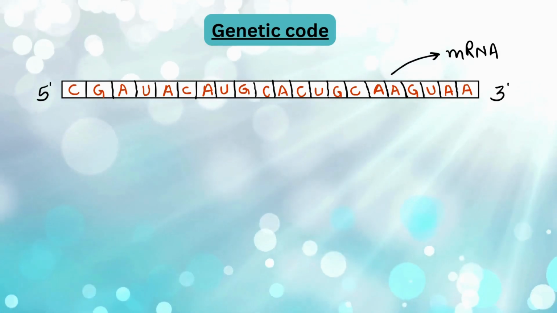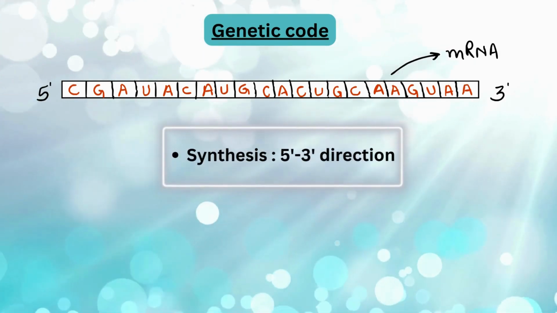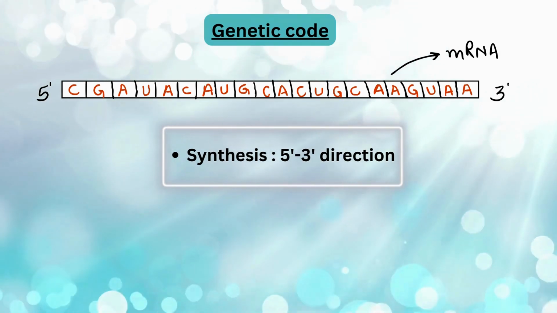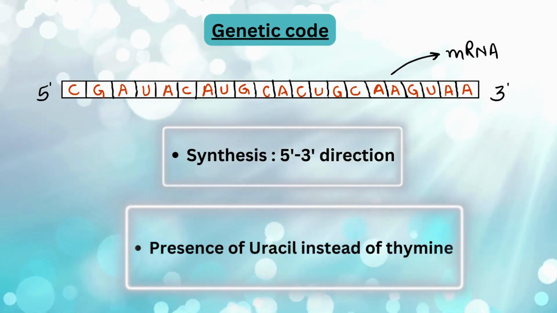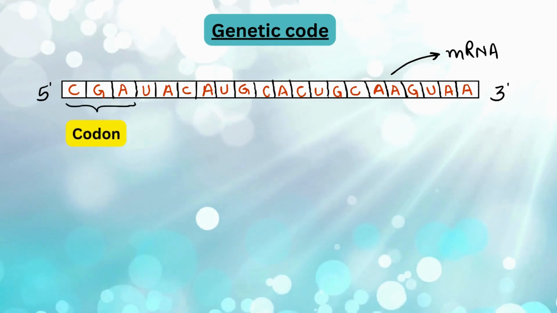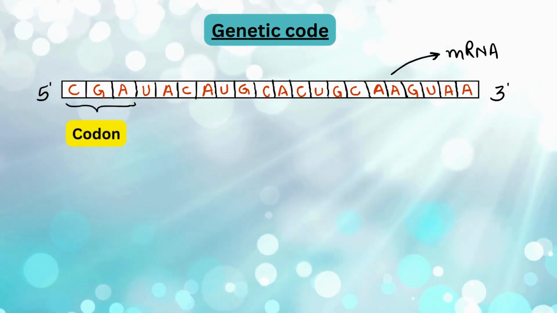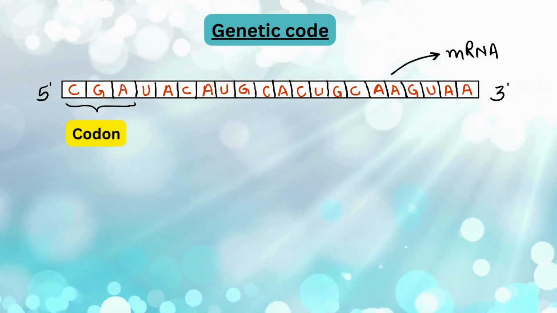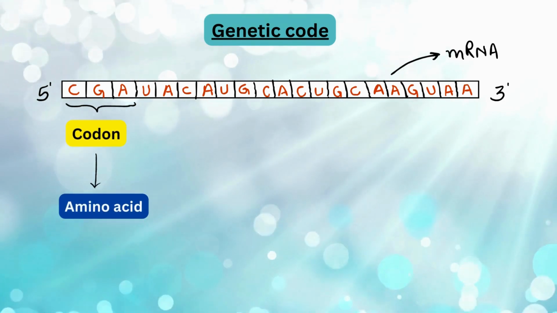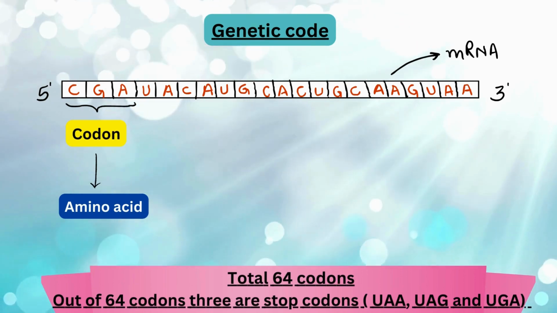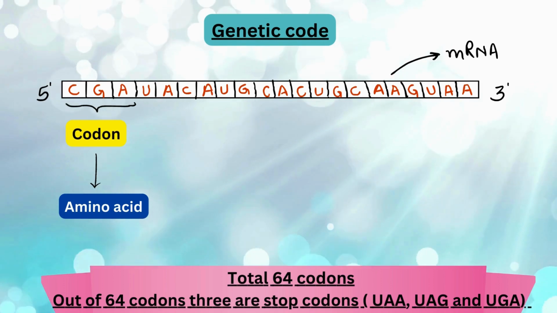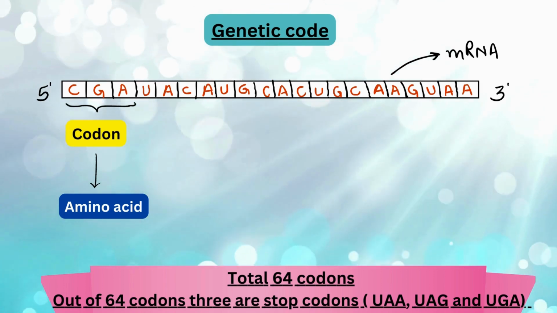First, mRNA synthesis always takes place in the 5' to 3' direction. Second, there is the presence of uracil instead of thymine. And the third and most important point is that 3 nucleotides of the mRNA constitute one codon, and each codon codes for a specific amino acid. So in the genetic code, there are a total of 64 codons, and out of 64 codons, 3 are stop codons. That means the remaining 61 codons code for a specific amino acid.